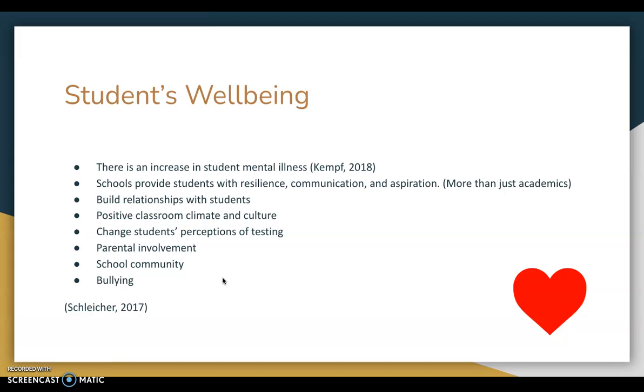Students' well-being. There is an increase in student mental illness. Schools provide students with resilience, communication, and aspirations. Schools are more than just academics. We need to build relationships with students, as I mentioned earlier. We need to have a positive classroom climate and culture. And all of this will change students' perspectives of testing and assessments in general.